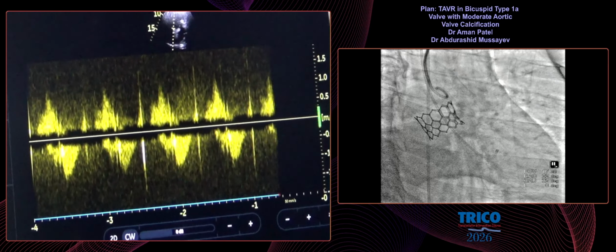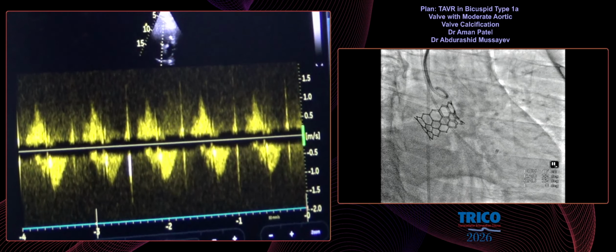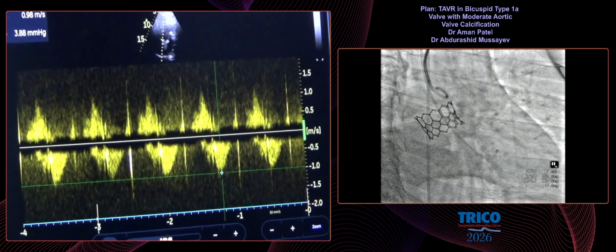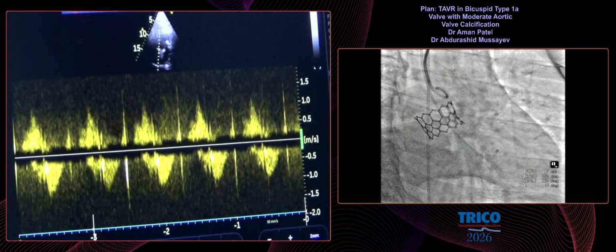Is the echo gradient visible on the screen? It's beautiful. So the velocity we have achieved is 0.98 from 5.3, and let's trace the gradient.